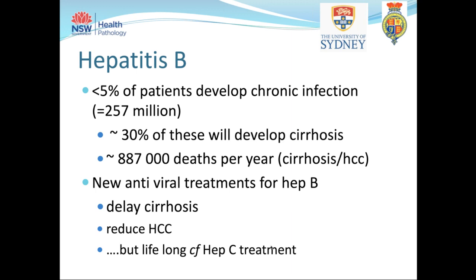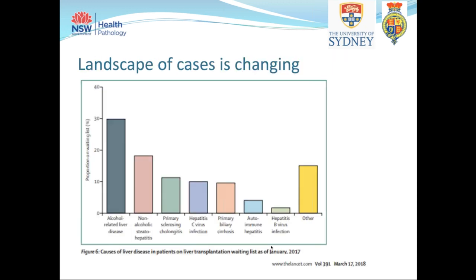So hepatitis B is still a significant problem worldwide, although less than 5% of patients develop a chronic infection. This still equates to 250 million people, about 30% of whom will develop cirrhosis, which equates to nearly 900,000 deaths per year. The new antiviral treatments that are available for Hep B delay cirrhosis and reduce the incidence of cancer, but compared to Hep C, they are lifelong treatments. So, you know, a significant expense.